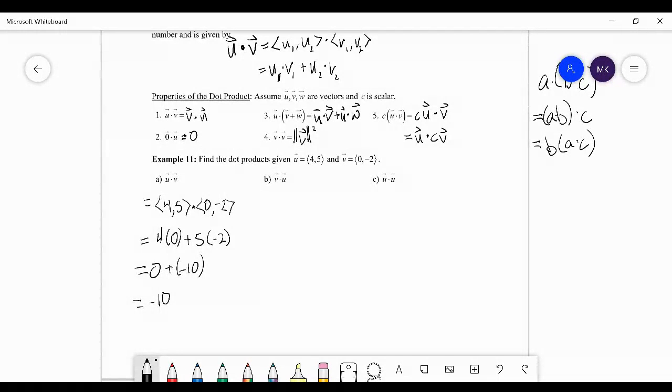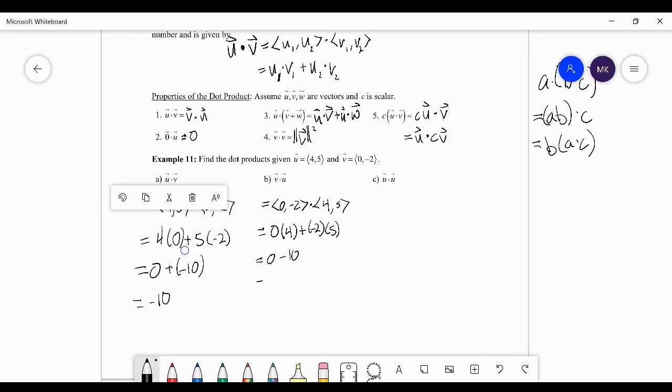So the next one is asking us v dot u. Now, we know by property 1, this should be negative 10. But I want to make sure, just do it again and see what we get. So again, this is v, which is 0, negative 2, dotted with u, which is 4, 5. Component-wise multiplication, so we have 0 times 4 plus negative 2 times 5, 0 minus 10, which is negative 10. And hey, look, those are the same, matches the property, we feel good.